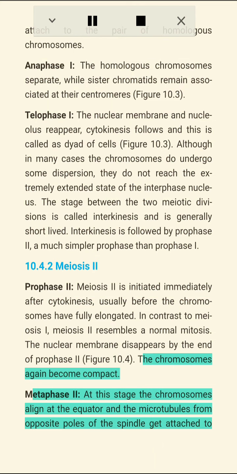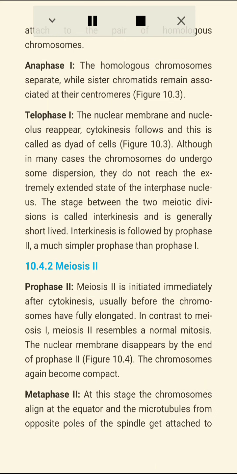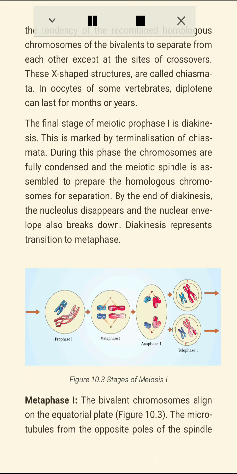Figure 10.4. The chromosomes again become compact. Metaphase Two. At this stage the chromosomes align at the equator and the microtubules from opposite poles of the spindle get attached to the kinetochores of sister chromatids. Figure 10.4 Stages of Meiosis II.